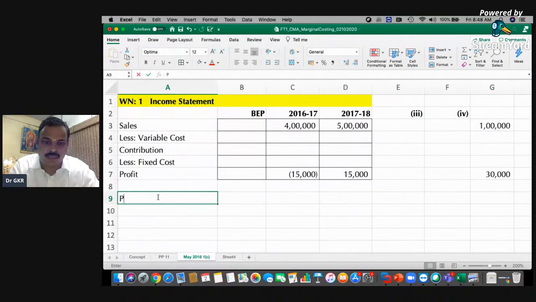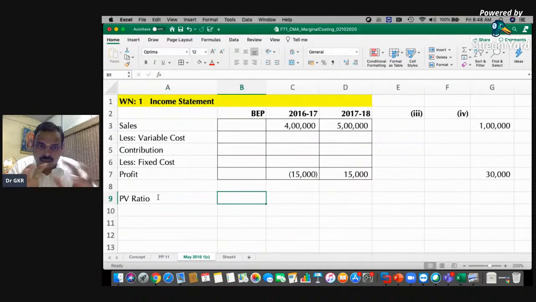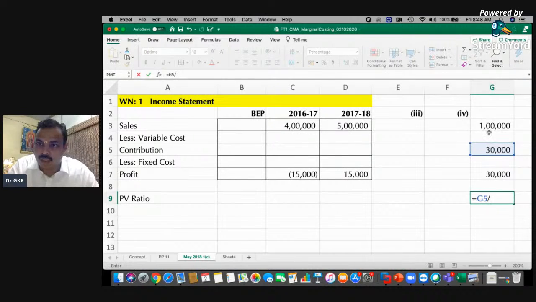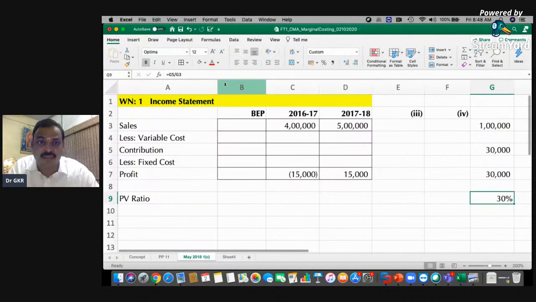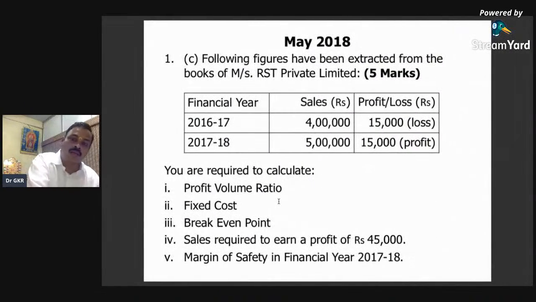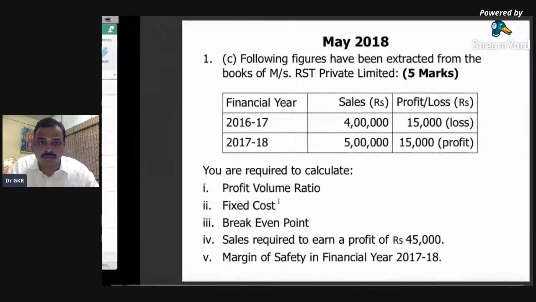So what is your PV ratio? All of you know that increase in profit is equal to increase in contribution. Both are the same. Now, contribution by sales directly. What is your contribution? 30,000 by 1 lakh, which is 30%. So this is your first answer. Your question is profit volume ratio. So I repeat, your profit volume ratio is actually 30%.